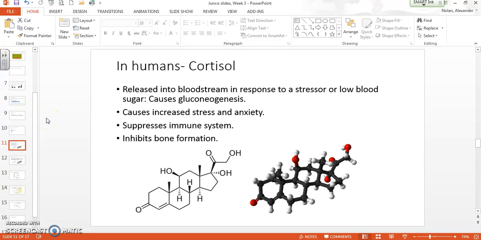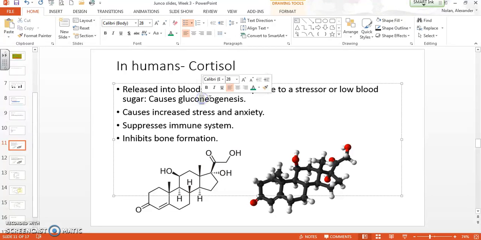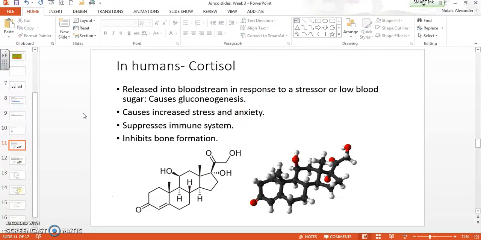It is released into the bloodstream either in response to a stressor, something that stresses you out, or low blood sugar levels. And so it causes what's called gluconeogenesis. This is just a fancy Latin Greek term for sugar, gluco, new, and then creation, genesis. So it creates new sugar is what cortisol does in humans. It's one of the things it does.